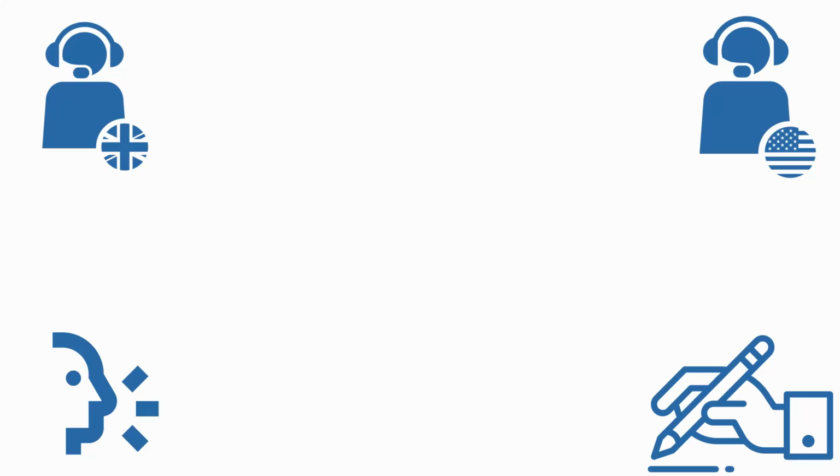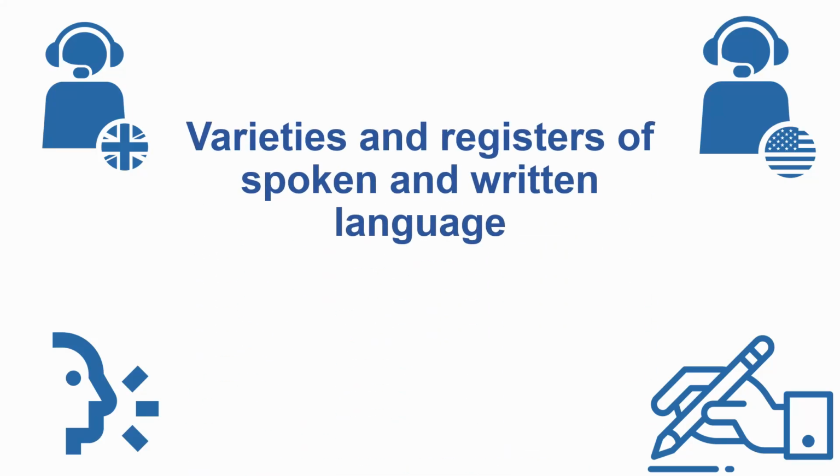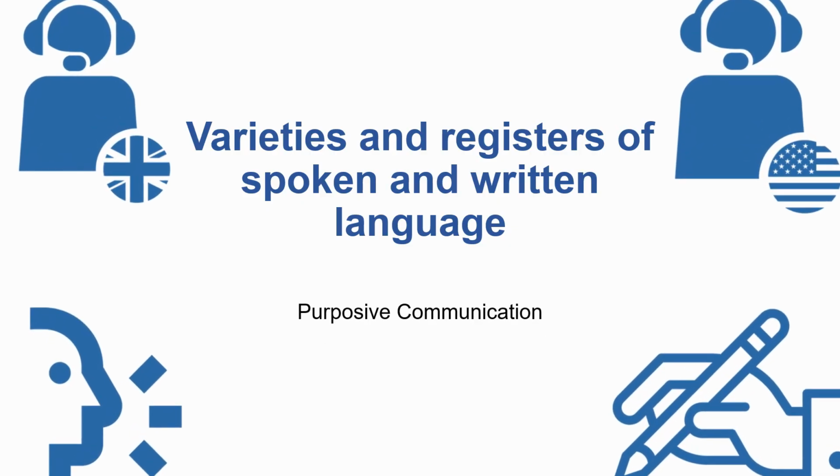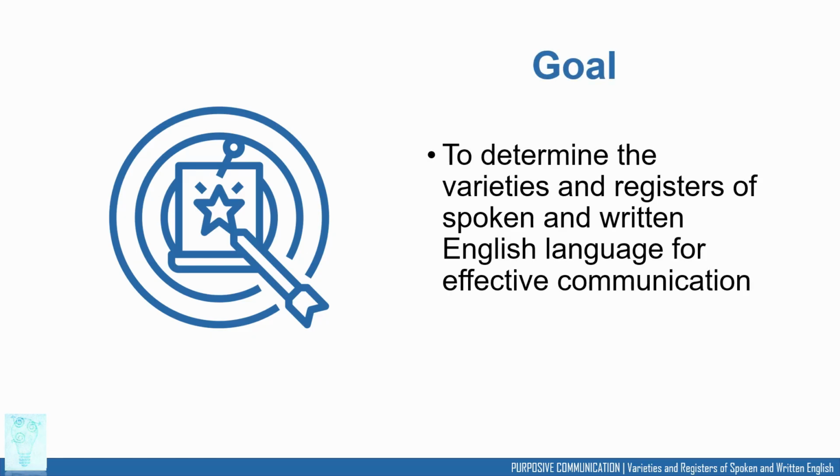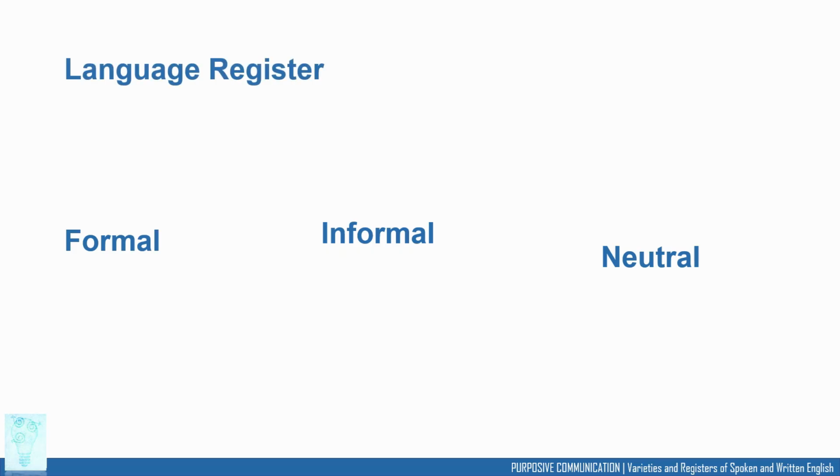In this video, we will be discussing the varieties and registers of spoken and written language, especially in the English language. For us to be effective communicators, let us be aware that there are different varieties and registers of the English language, spoken and written. The goal for this video is for you to determine the varieties and registers of spoken and written English language for effective communication. Let us first discuss the language register.